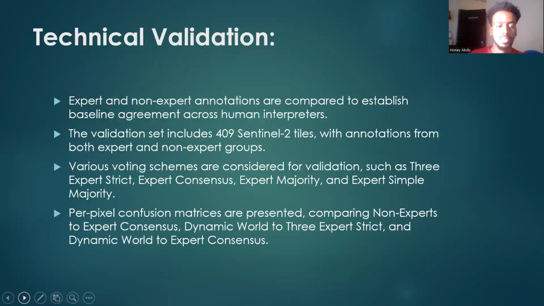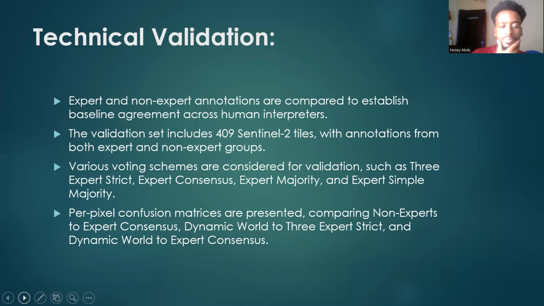Now, technical validation. Just like I've explained, we are using expert and non-expert annotations. In this paper, we have these two groups. The expert group is composed of 25 experts who are responsible for annotating the satellite image tiles. They will be labeling the tiles: this is the flooded vegetation, this is the forest, this is the crops, this is the river, this is the lake. And then they will be training the non-experts.